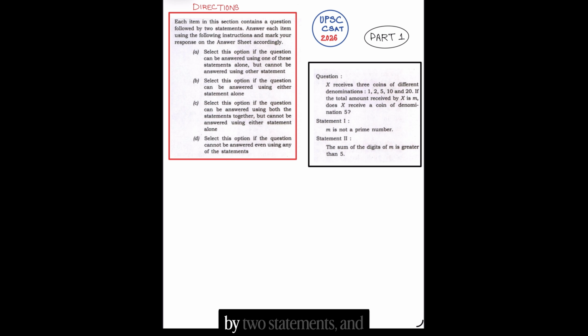Each question is followed by 2 statements and our task is to determine whether the given statements are sufficient to answer the question or not. So let us first understand the options. Option A states that only one statement is sufficient. Option B states that either statement alone is sufficient. Option C states that both statements together are sufficient. Option D states that even both statements together are not sufficient to answer the question.